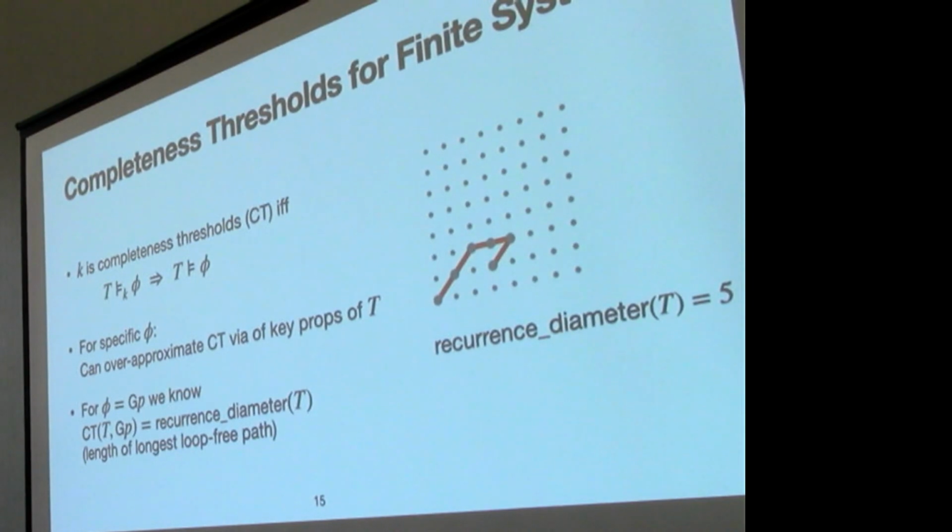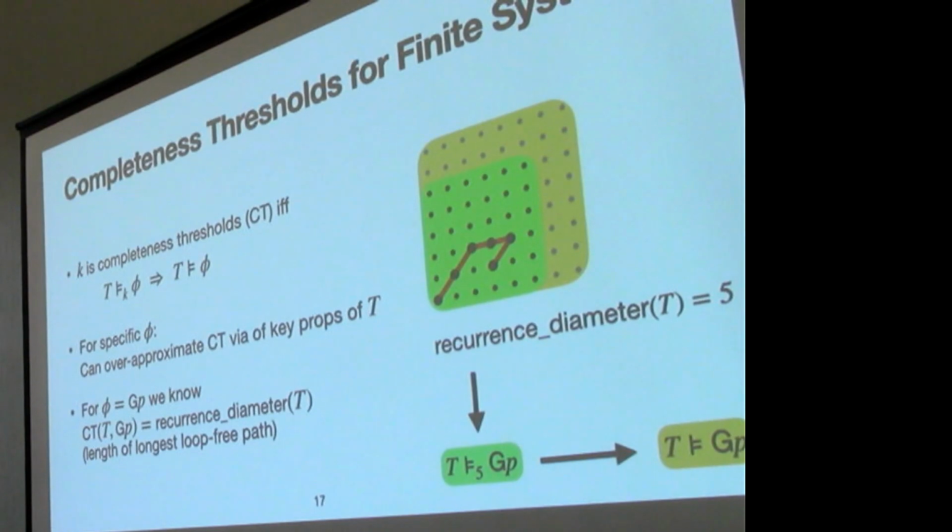So what does that mean? Let's say that the length of the longest loop-free path here would be 5. Then we know that it's totally fine to just carry out a bounded proof up to this depth 5, and if that checks out, then we know that our property does not just hold for that prefix, but it holds for the entire transition system.